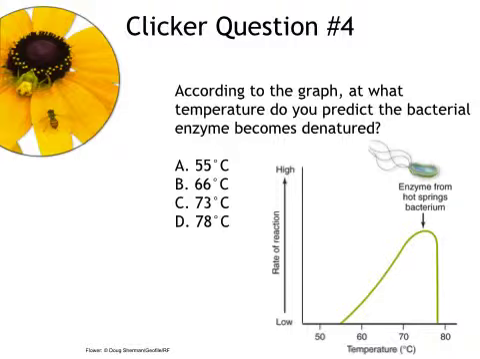Okay, so here's a question. According to the graph, what temperature do you predict the bacterial enzyme becomes denatured? So we saw that in the last unit, that a protein that becomes denatured loses its shape, and so it can't function anymore.